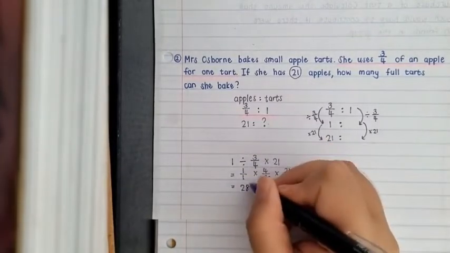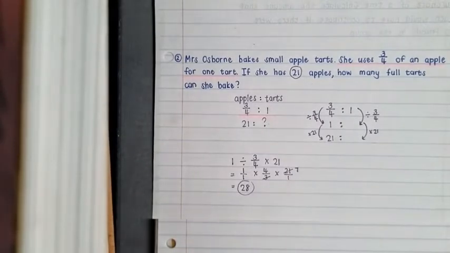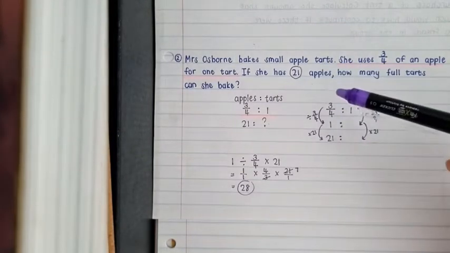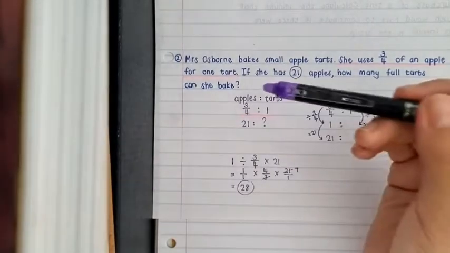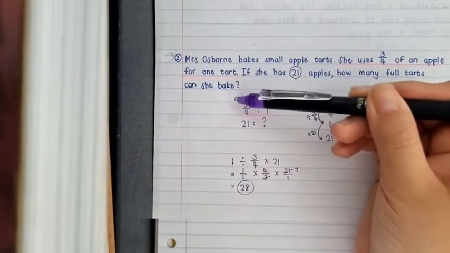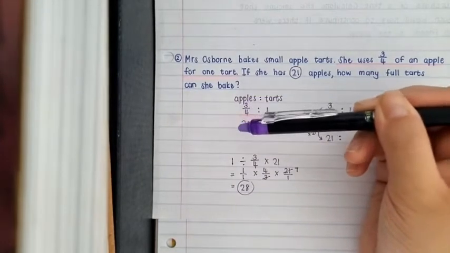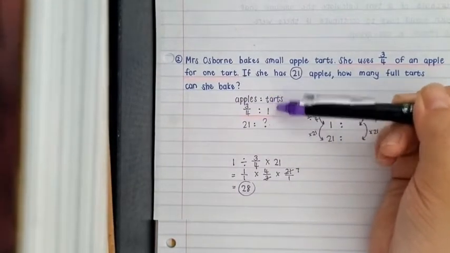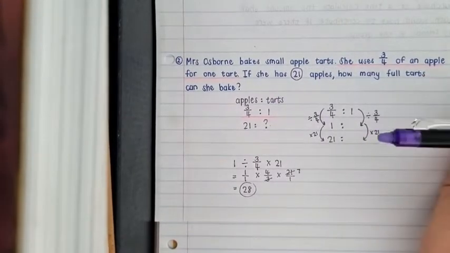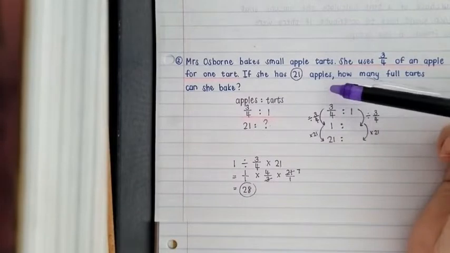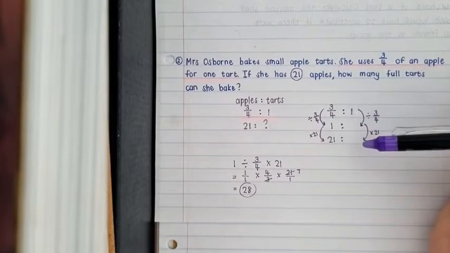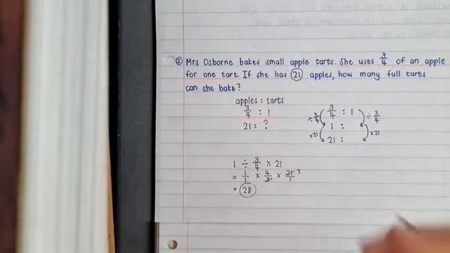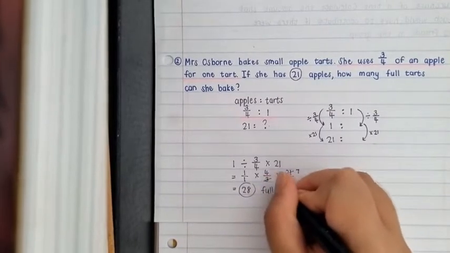Okay, so that is the number of full tarts that Mrs. Osborne can bake if she has 21 apples. So guys, this is something that you need to be able to do. If you are given a base ratio and then they give you a value in a new ratio, you need to figure out how do you go from the value in the base ratio to the value in the new ratio, and then you apply those same things to the other side, and then you'll get your answer. So here we decided we need to divide by 3/4 and times by 21. Then we're doing the same thing to the other side of the ratio, and then we get our answer. So the answer here is 28 full tarts that she can bake.